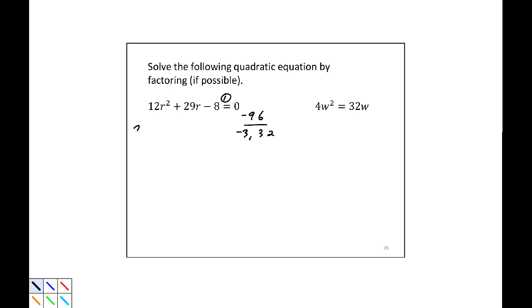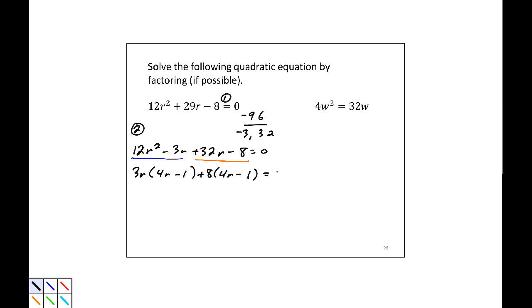So I'm going to do the factoring real quick. 12r squared minus 3r plus 32r minus 8 equals 0. So these two have a 3r in common. 4r minus 1. These two have an 8 in common. So plus 8, and that would be 4r minus 1, which means this factors as 4r minus 1 times 3r plus 8.